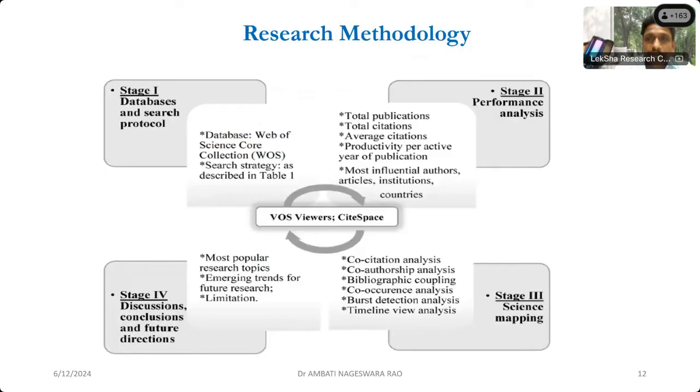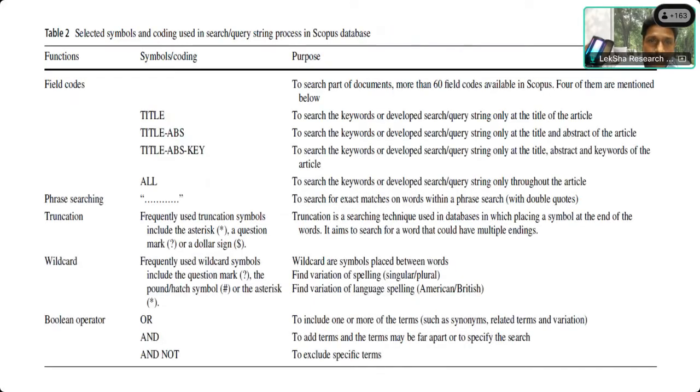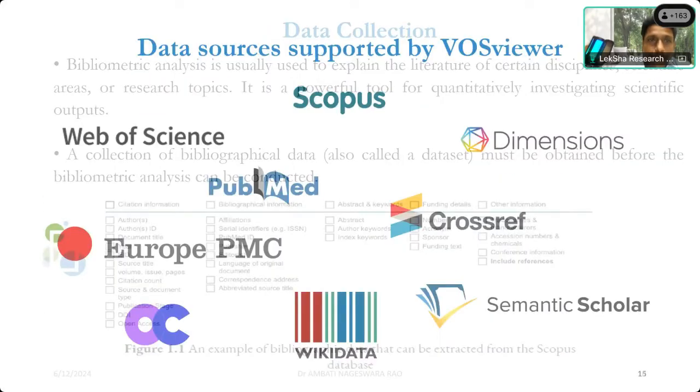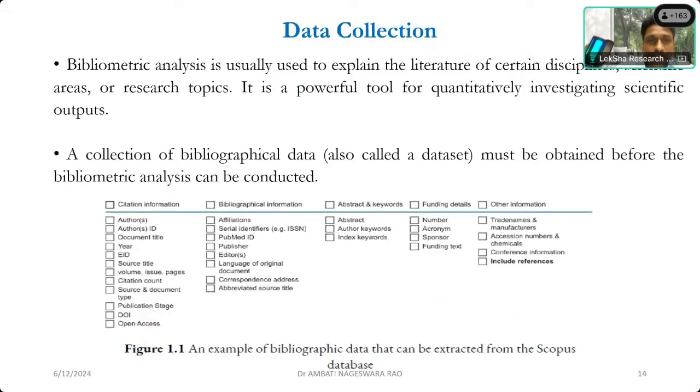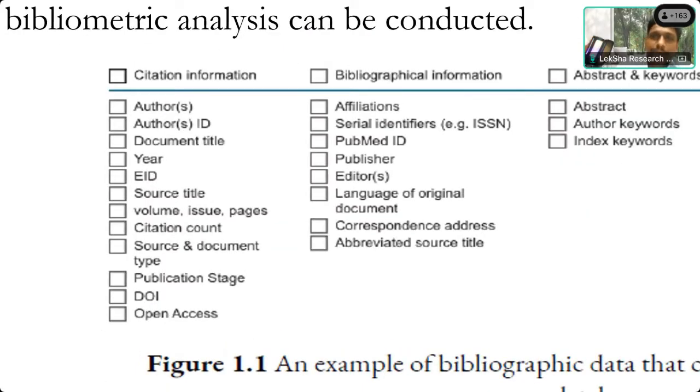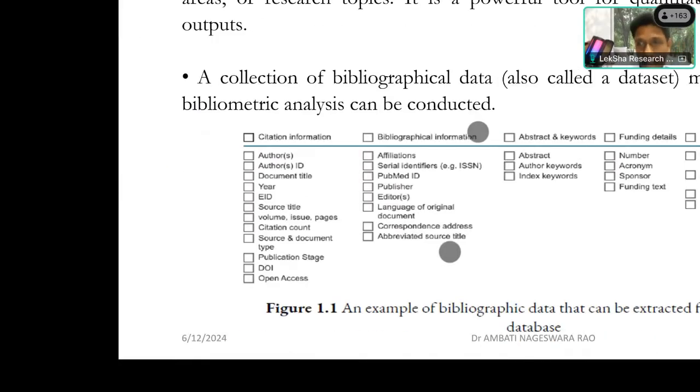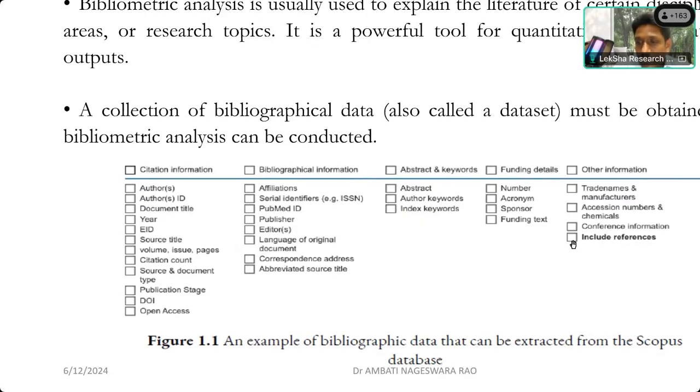Next, as a part of data collection, just like in a systematic literature review, we are going to collect citation information, where we are going to include the entire citation information, all the details. Similarly, bibliographical information we are going to add here. Abstract and keywords we are going to include. And lastly, we are also going to include references. We are going to export the data in CSV format.